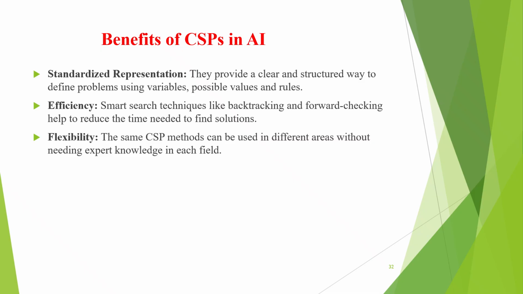Benefits of CSP in AI. Standardized representation: they provide a clear and structured way to define problems using variables, possible values, and rules. Smart searching techniques like backtracking and forward checking help to reduce the time needed to find solutions. Flexibility: the same CSP methods can be used in different areas without needing expert knowledge in each field.